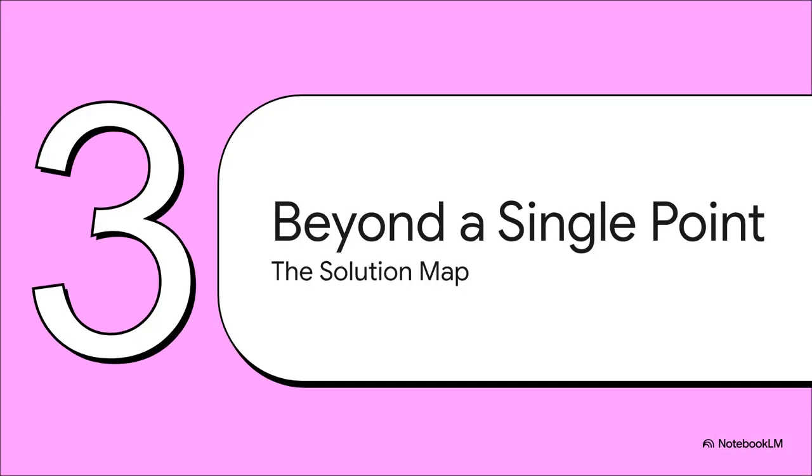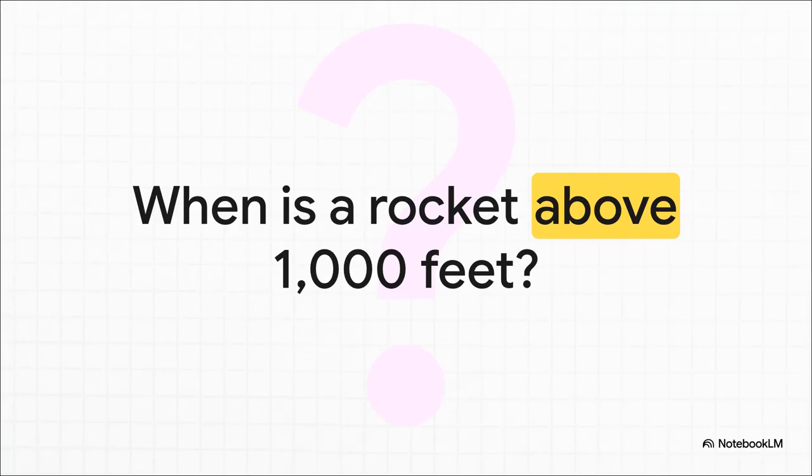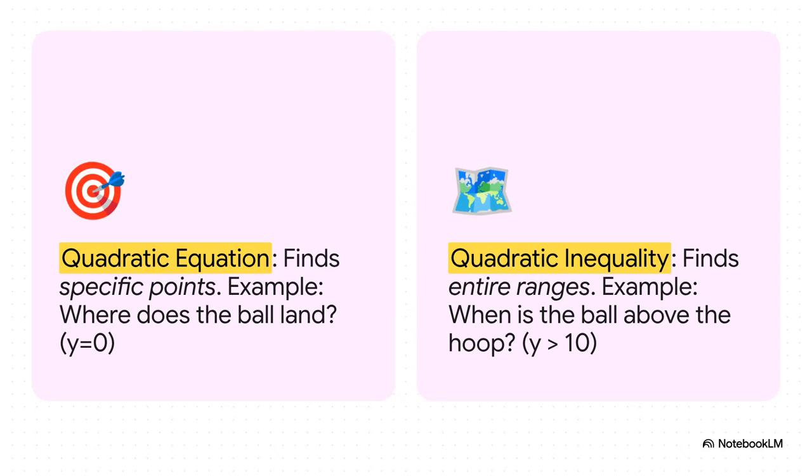All right, moving on. Beyond a single point, the solution map. But what if we need more than just one or 2 points? What if we need to know about a whole range of possibilities? Well, questions like this one, questions that ask about a range, like above a certain height or below a certain depth, require us to shift gears a little bit, from quadratic equations to quadratic inequalities. And this really gets to the heart of the difference. An equation pinpoints a specific moment. For instance, exactly when does the ball hit the ground? But an inequality? That maps out an entire range. Like, for what period of time is the ball above the hoop? See the difference? Points versus ranges.